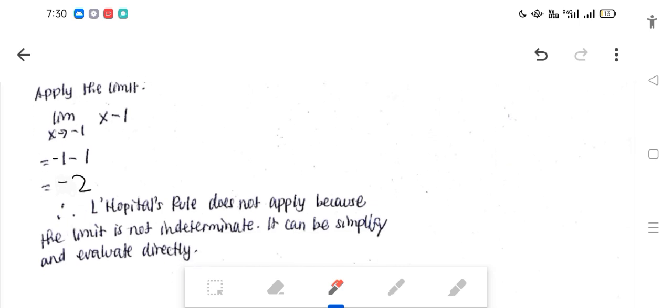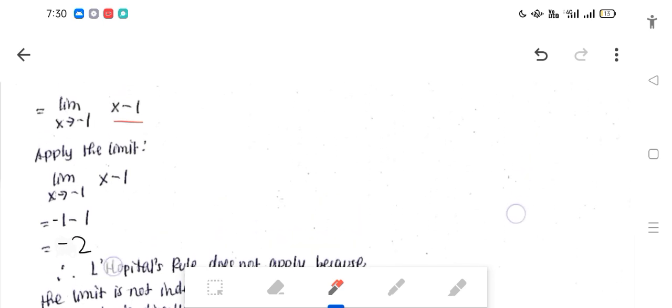So therefore, for this example, L'Hopital's rule does not apply because the limit is not indeterminate, because we have here the value of negative 2. It can be simplified and evaluated directly.